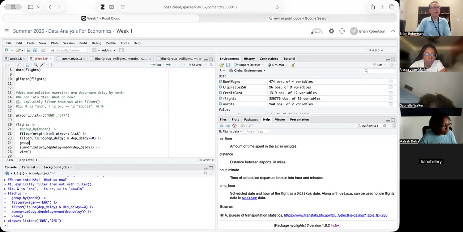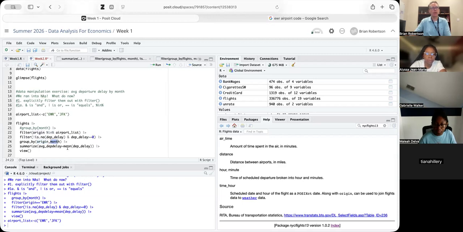And now I want to group by not just month, but I also want to group by the origin, right? And the month. We can separate those with commas. So I'm first going to sort by the origin, and then by the month. And then I'm going to calculate the average departure delay.